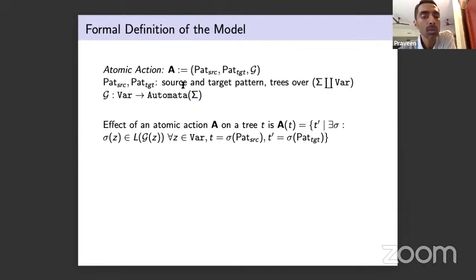And this is the semantics of this atomic action. We say that the effect of an atomic action on a tree T, which we denote by A of T, is the set of all trees T prime such that there is a substitution sigma such that sigma of Z belongs to the guard language of Z for every variable Z, and applying this substitution sigma to the source pattern gives you the original tree T, and then applying the same substitution sigma to the target pattern gives you the tree T prime.